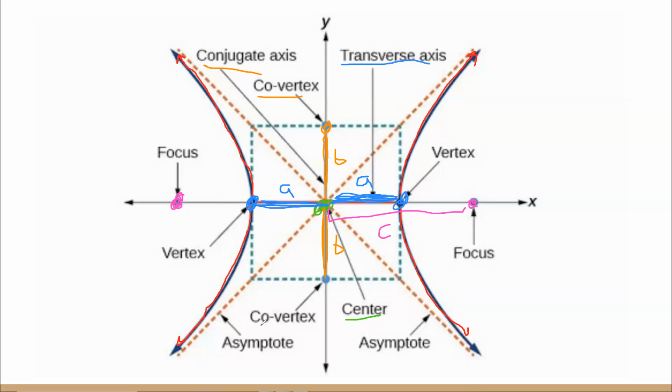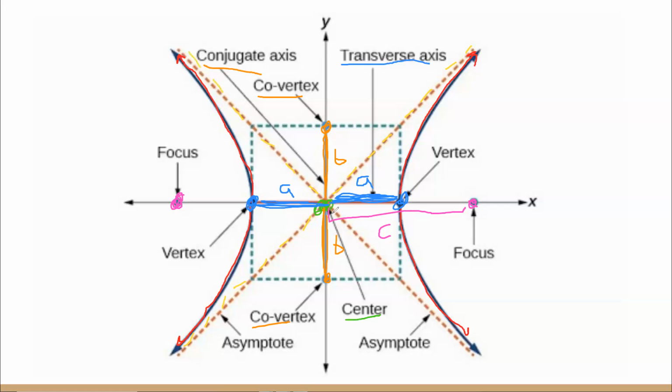So the co-vertices are always on the conjugate axis. They both start with the same two letters, c-o. And then the asymptotes, we're going to graph those too. Once you make this box, and I'll explain how you do it, you just put dotted lines through the corners of the box. So they're the diagonals of this rectangle. It looks like a square right now, but it's usually going to be a rectangle. And that's how we find our asymptotes.